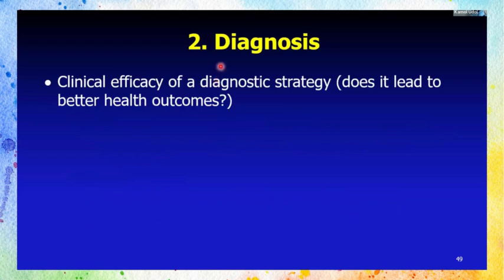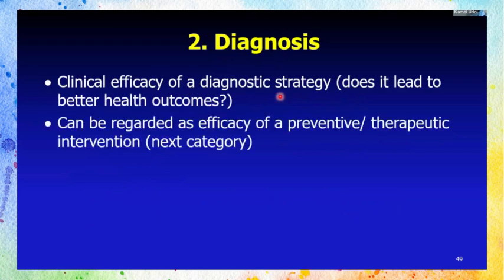Another aspect of diagnosis may be regarding the clinical efficacy of a diagnostic strategy. Does performing a test lead to better health outcomes? For this type of research question, you will not regard it as a diagnostic research question. You will regard it as a question regarding efficacy of an intervention, which is category 3, the next one. And the component will be all 4 components.